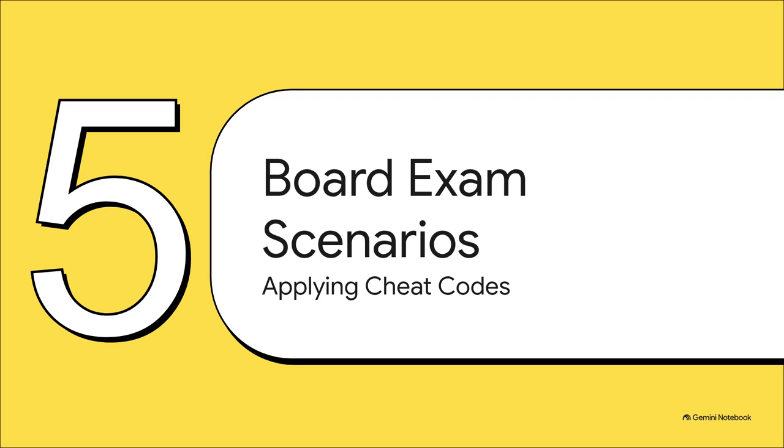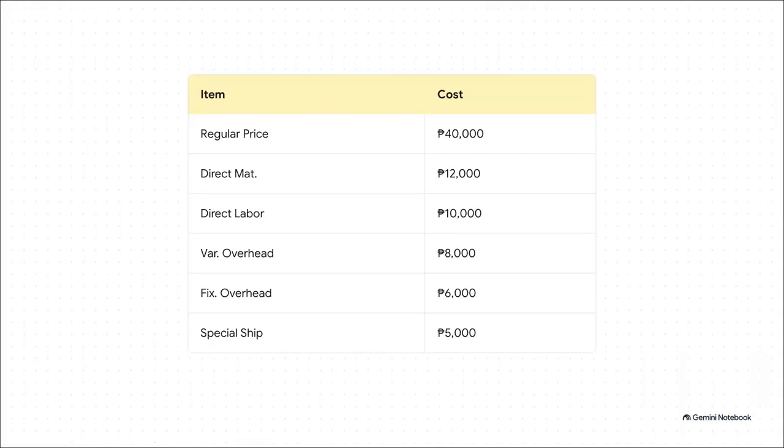Section 5, solving board exam scenarios. All right, let's put these cheat codes to the test with an actual scenario pulled straight from your review materials. Meet the Swifty product. Take a close look at the data. We've got standard variable costs, a tricky fixed overhead distractor, and a brand new incremental shipping cost. Let's run it through our filter.